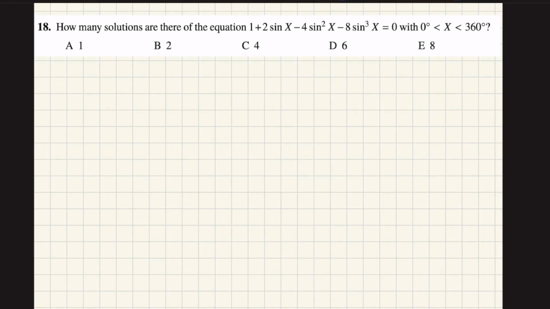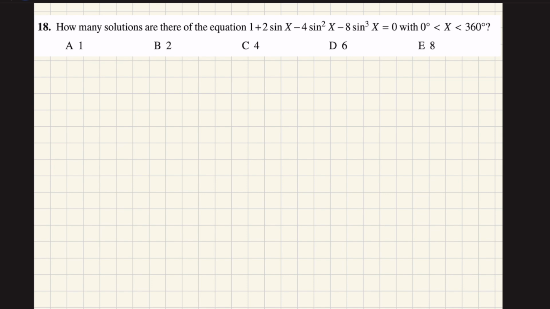Hello everybody, we're going to look at this interesting polynomial trig question that's not as bad as it seems. What we have to do is take 1 plus 2 lots of sine x, take away 4 lots of sine x squared, and then take away 8 lots of sine x cubed, and find all the solutions to it. Notice, by the way, we don't actually have to find the solutions, we just have to know how many.